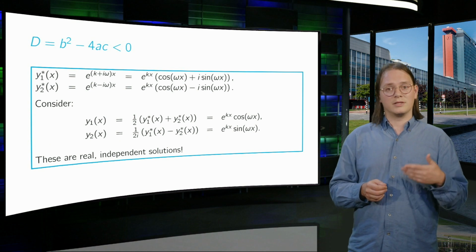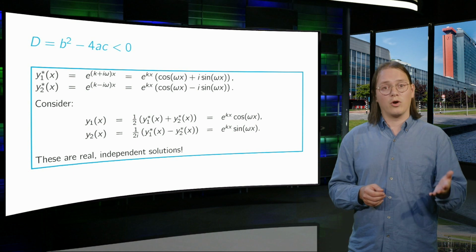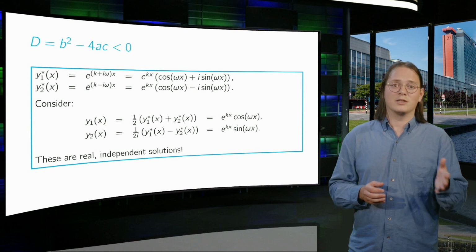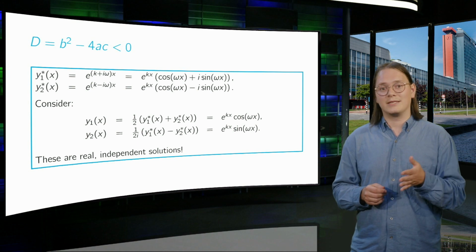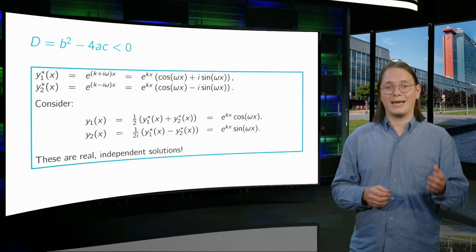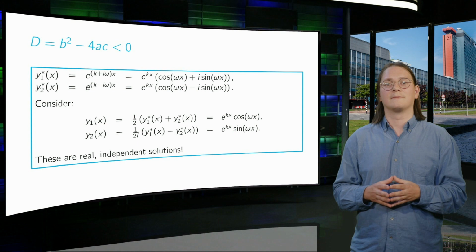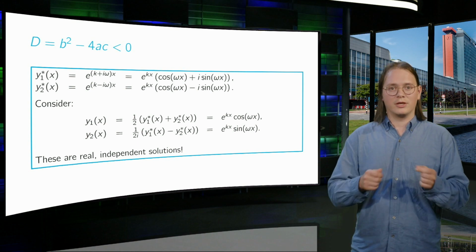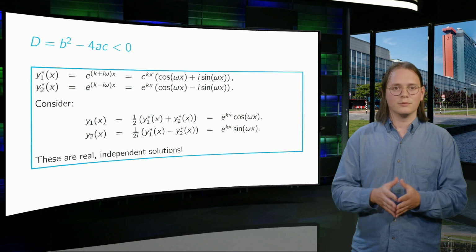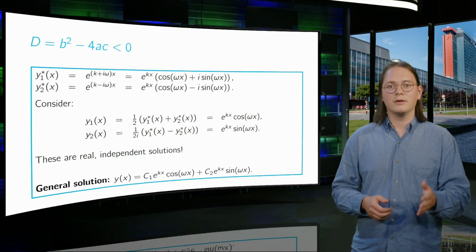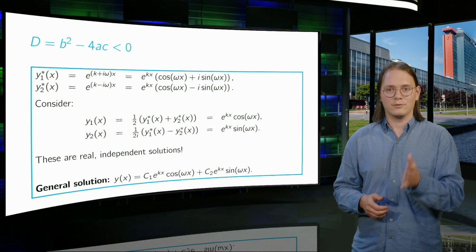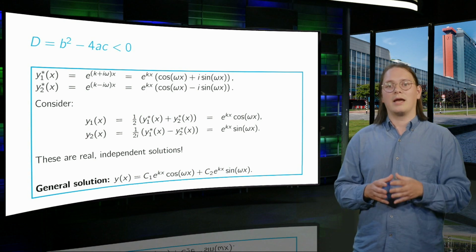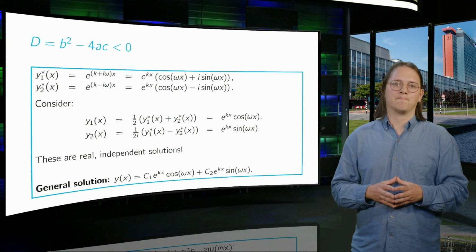Similarly, if we consider y2 of x as 1 over 2i times y1 star of x minus y2 star of x, then we can simplify this to e to the power kx times sine of omega x, which is also a real solution. So our differential equation has the general solution y of x is c1 times e to the power kx times cosine omega x plus c2 times e to the power kx times sine of omega x.